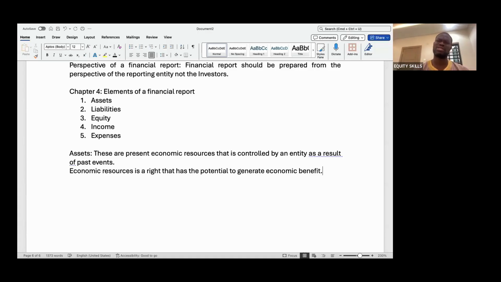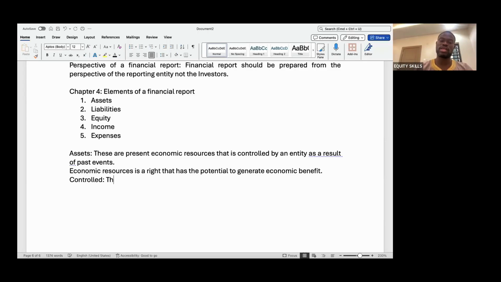I told you that in reporting, anything that makes money for you is an asset. So when you have an economic resource, it means you have something that makes money for you. It means you have a right that has the potential to generate economic benefits, both now and in the future. That's why we say potential. And it has to be controlled by you. It's not just about ownership of economic resources. You should have control over it.